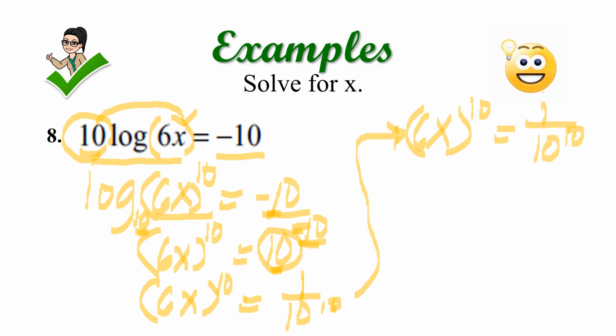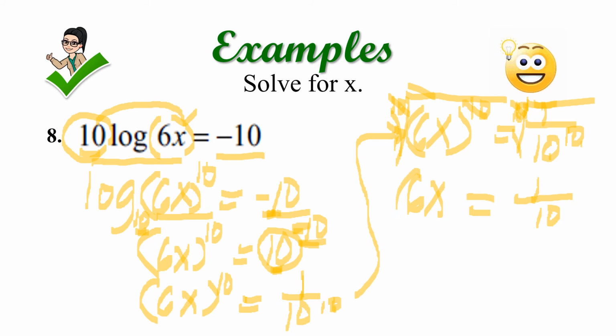When you see an exponent, our goal is to isolate x. So let's get the 10th root of both sides. Then we can cancel the 10 in this radical sign. So that 6x will be outside, equals, this will be cancelled also, the 10th root of 1 is 1, and the 10th root of 10 to the 10th power is simply 10.